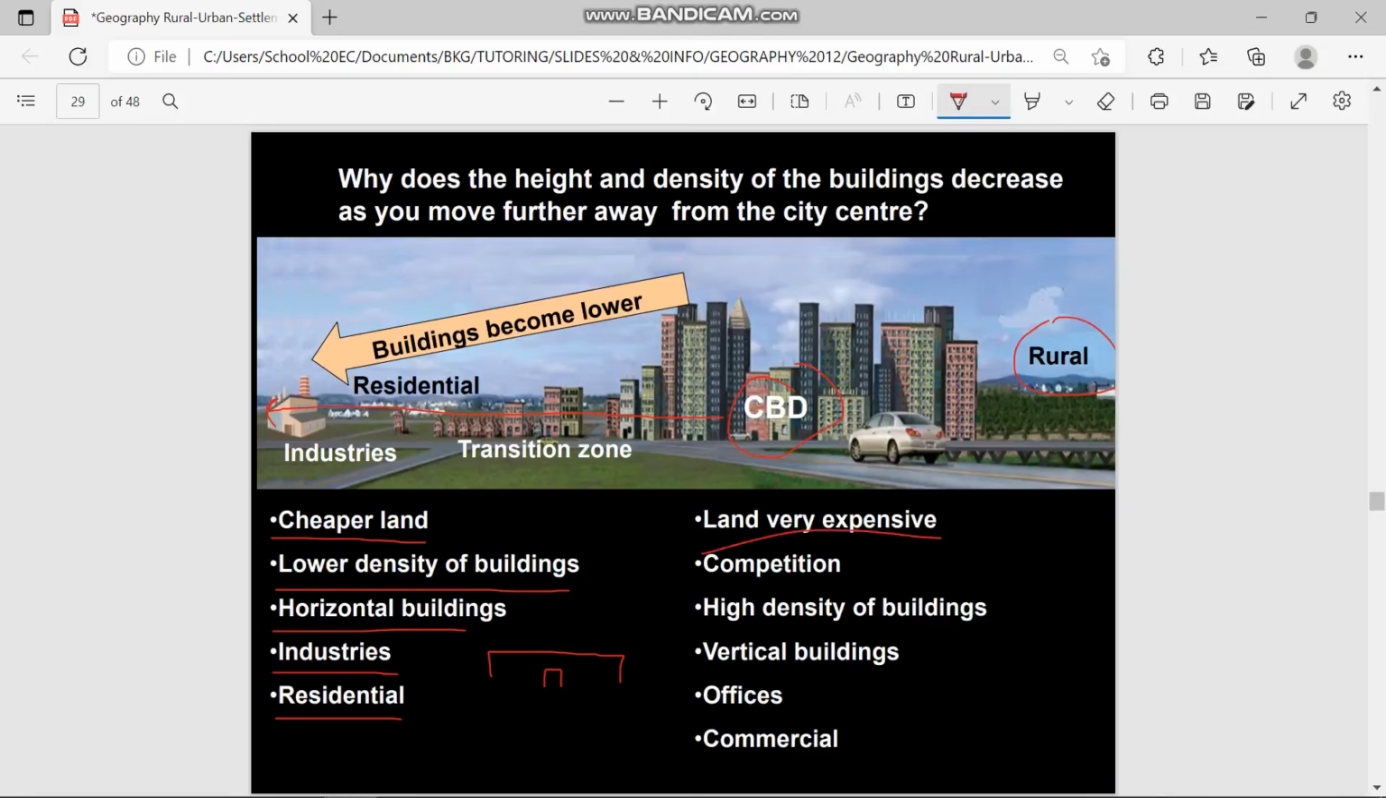In the CBD, the land is very expensive. In the Central Business District, in the city, in the core of the city, the land is very expensive. As I said, there is competition with the businesses and other companies. High density of buildings. You can see the buildings are not horizontal, they are vertically long. Okay, vertically and high density, meaning that as they are high, there are many floors in there. There are offices. Maybe you'd find in this building there are offices, as I said, commercial, making more money, and so on.